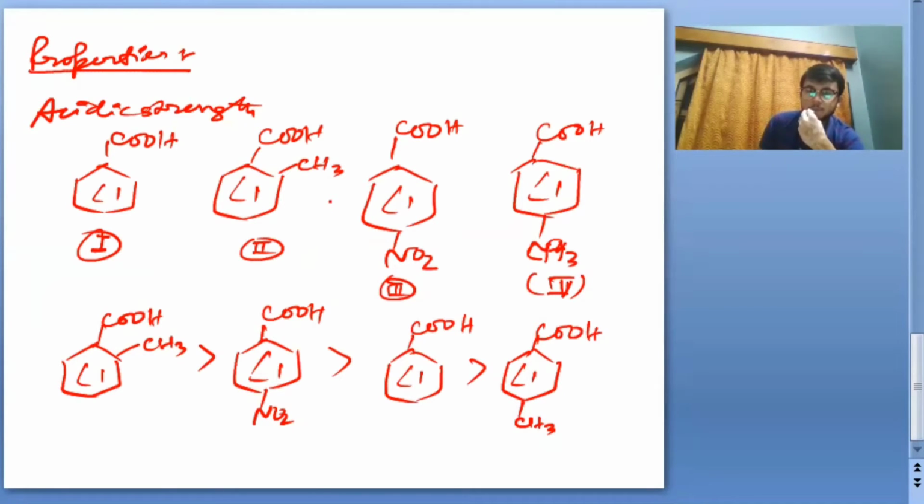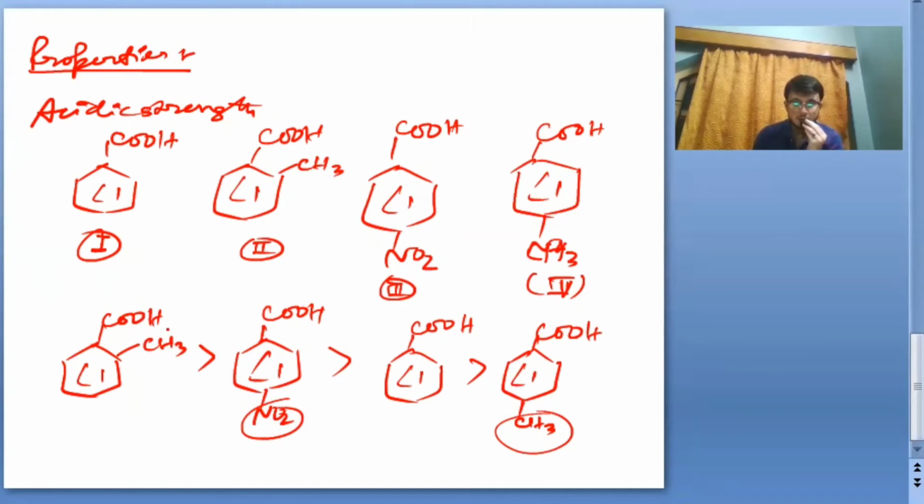Most of you know that NO2 is a minus I group, so it will have more acidity than the normal COOH group here. Okay, so that is why it is written greater than this, and CH3 has plus I effect, so it will have less acidity than the normal COOH. Okay, so it is written like this.